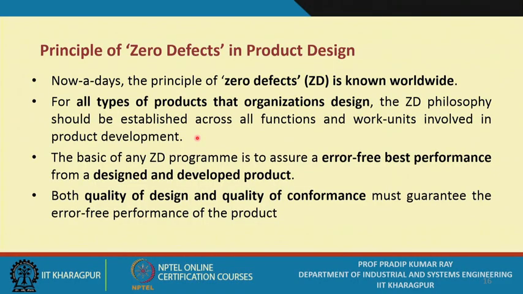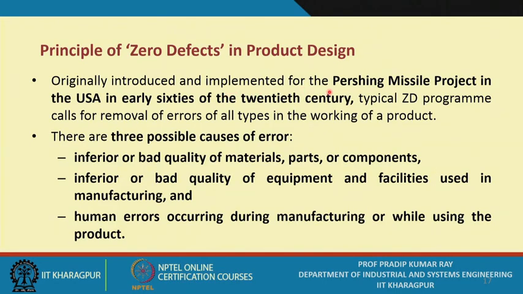The basic of any ZD program is to assure an error-free best performance from a designed and developed product. Both quality of design and quality of conformance must guarantee the error-free performance of the product. So, that means we are focusing on quality of design and quality of conformance. Now, originally introduced and implemented for the Pursuing missile project in the USA in the early 60s of the 20th century. Is it okay?